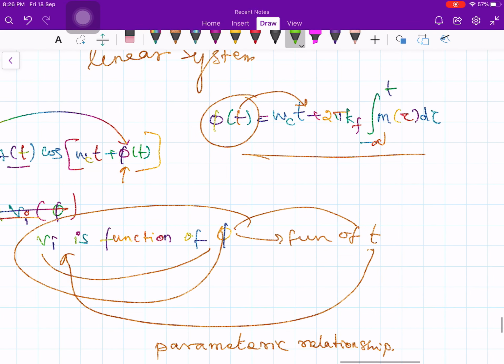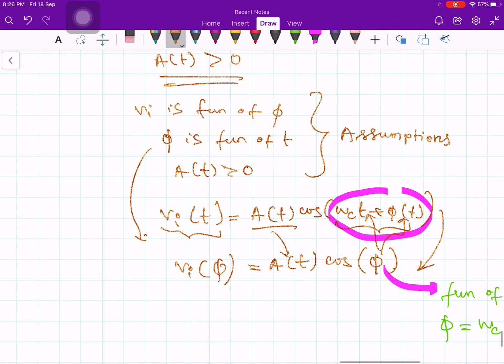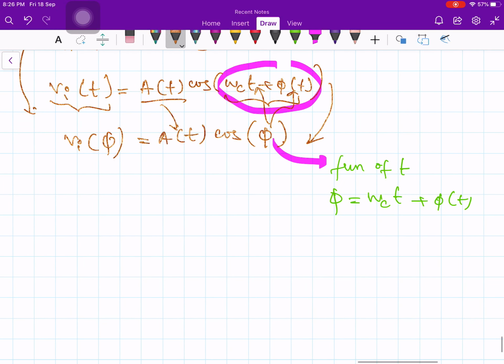Oh my god, no, this is not phi of t, this is simply phi of t, I am sorry. It is 2 pi kf times the integral of m of tau d tau, I made a mistake. If it were a live class you could correct me. Okay, this is a recorded lecture, so I have to go back and correct it on my own.